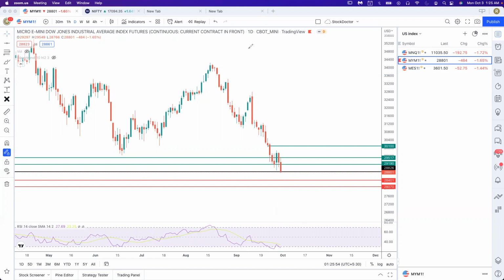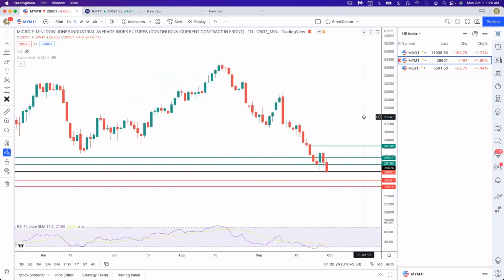On the contrary, for the upside, if we start trading and sustaining above 28,800, meaning we respect this 28,800 support, then we are going to see the first target of 29,200, second target 29,500, and third target 30,100. These are the three targets we are looking for on the upside in the Dow Jones. So these were the levels of the Dow Jones on the day chart.